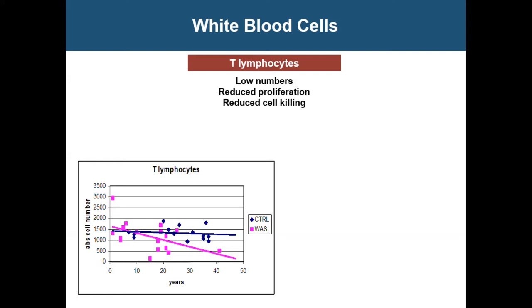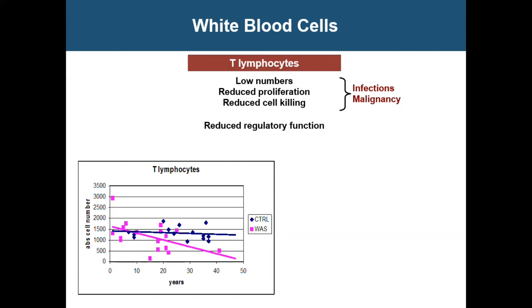We have seen in looking at T cell numbers in patients of different ages that the Wiskott patients, as Hans was saying, with age, their immune system can get worse, and you see that in Wiskott patients T cell numbers are lower in patients that are older compared to what happens in normal controls. And as I said, the problem with low numbers and reduced proliferation and reduced killing can explain the increased infections and malignancy.